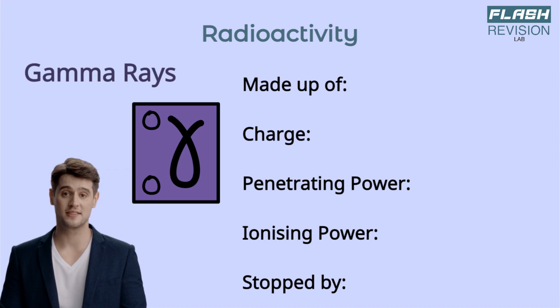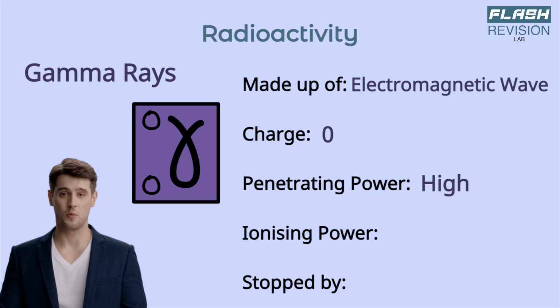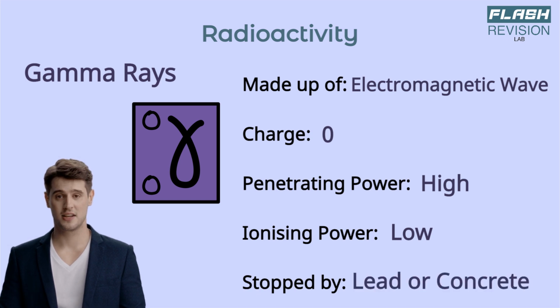As for gamma rays, these are not particles but a form of electromagnetic radiation, like visible light, but much more energetic. With no mass number or proton number, they originate from the nucleus and boast an impressive ability to penetrate materials. However, when it comes to ionizing atoms, they're not as effective as alpha and beta particles. To stop gamma rays, you need thick lead or concrete.